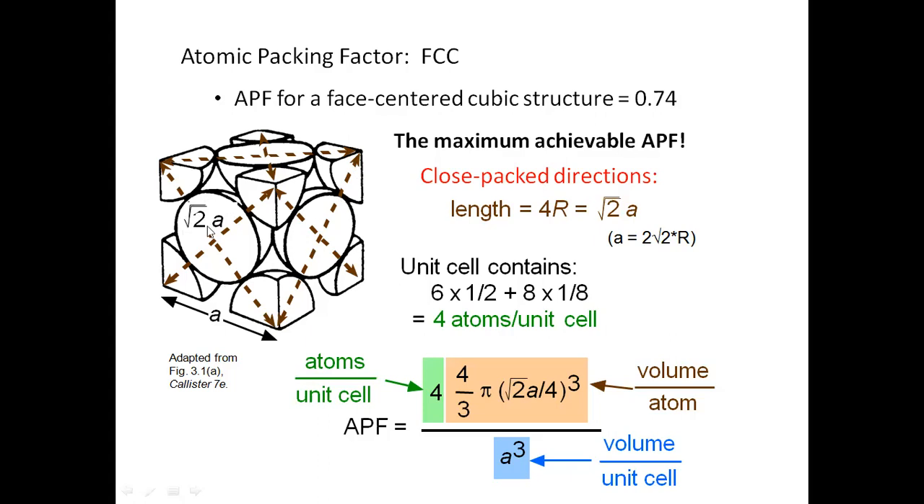which is equal, according to geometry, to the square root of 2 multiplied by A. So when you solve for A, it's 2 times the square root of 2 times R. Are we together? This is the formula when you solve for A. And just a reminder, we say that each unit cell contains 4 atoms. So you have your 4 here, 4 over 3 times pi.